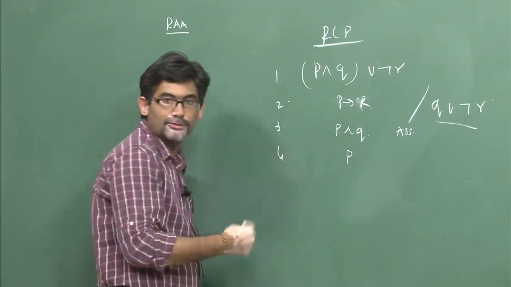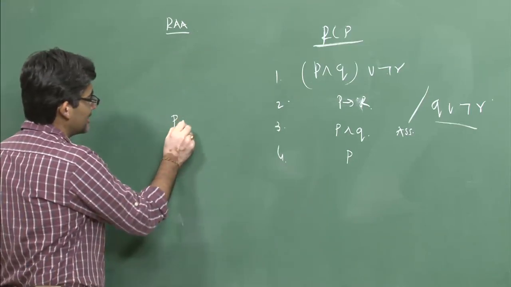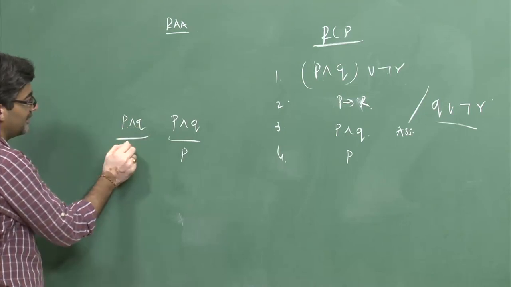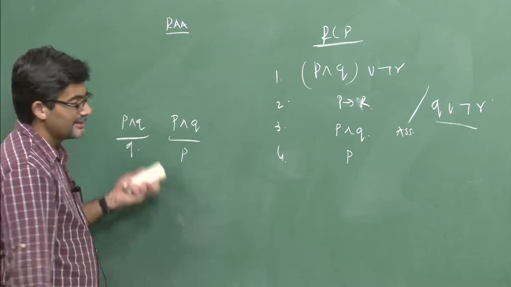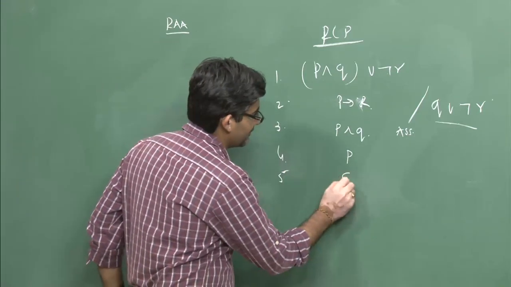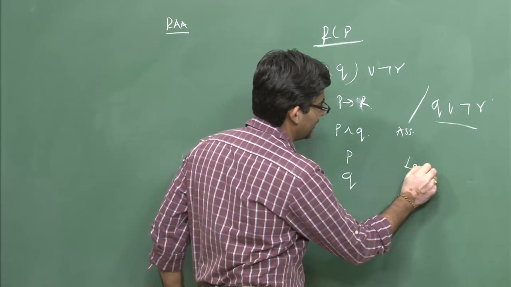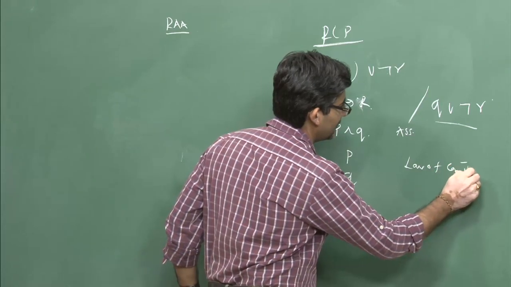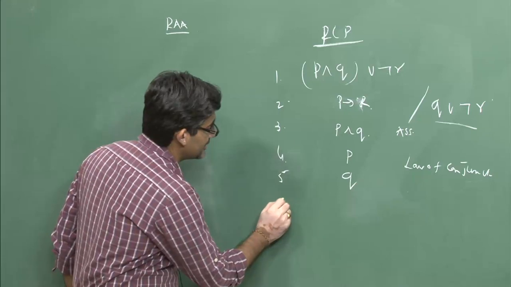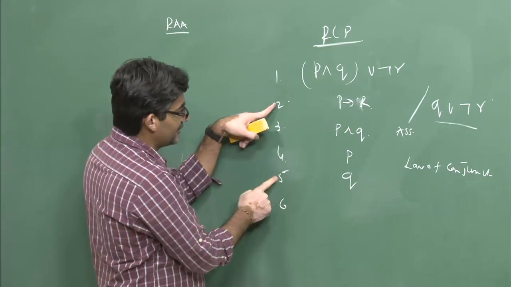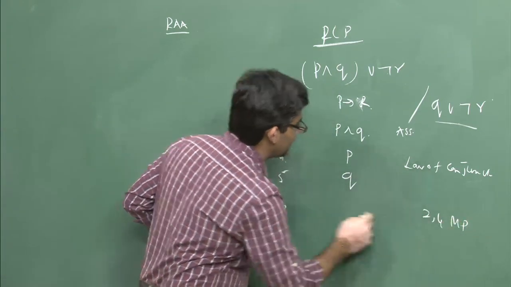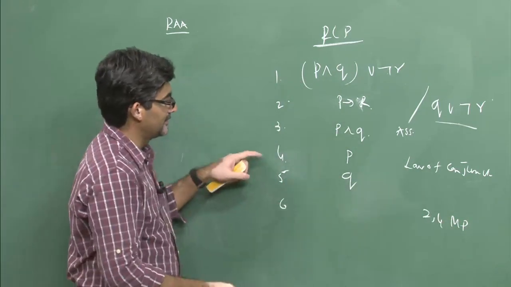Now P and Q: the conjunction rule says that from P and Q we can deduce P, and from P and Q we can even deduce Q also. This is the simple law of conjunction. So now the fifth step, this is the law of conjunction, the same thing. Now the sixth step: we need to observe these two things, 2 and 4. Modus ponens will give us R.